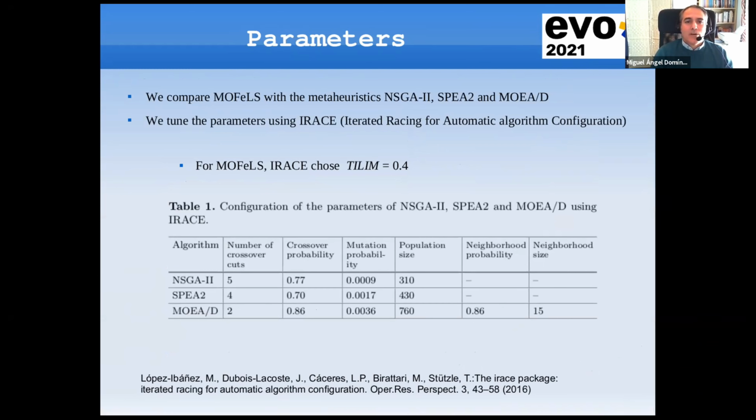Before executing the algorithm, we need to tune the corresponding parameters using the irace package. For our algorithm MoFELS, we only have one parameter, which is an upper bound for the ILP solver to get a feasible solution. In this case, irace gives us the value 0.4 seconds. For the rest of the parameters, the configuration given by irace for the metaheuristics is given in table 1.